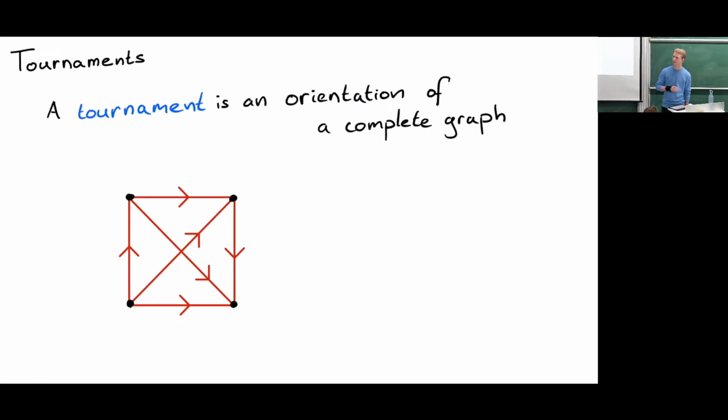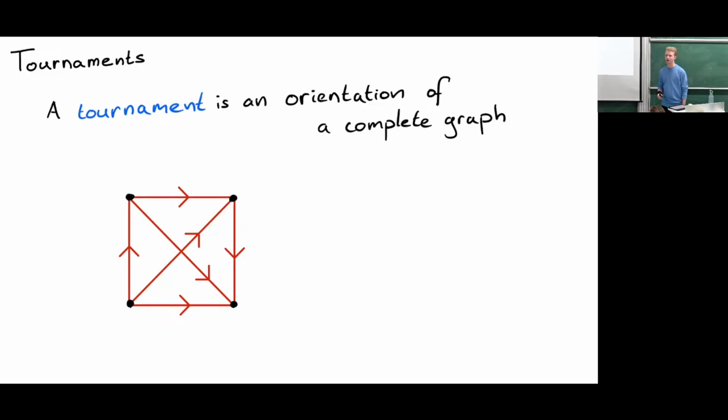So first of all, what is a tournament? For some of you this might be very rudimentary, but I'll go through all the definitions. So a tournament is an orientation of a complete graph, so a directed graph where between any pair of vertices we have exactly one arc, so one direction.